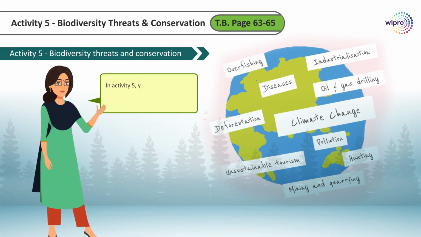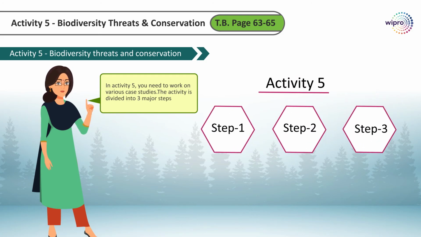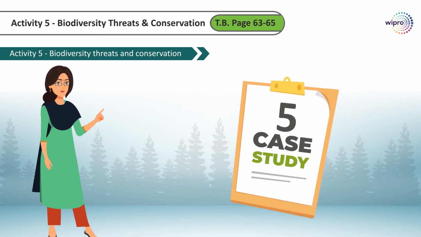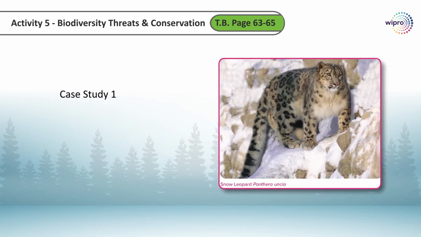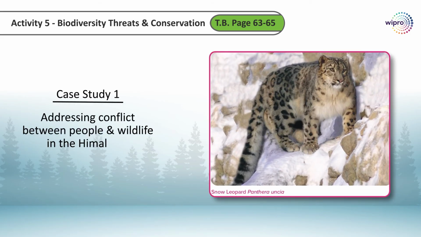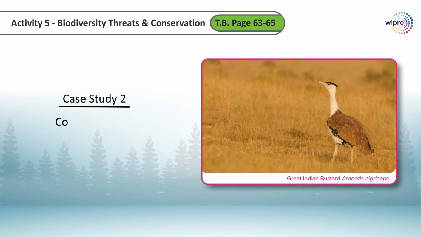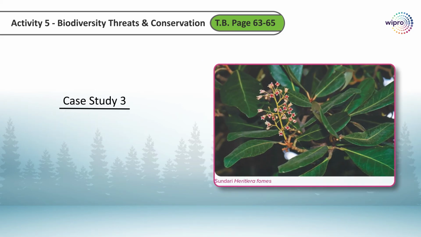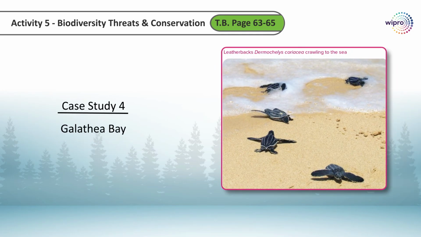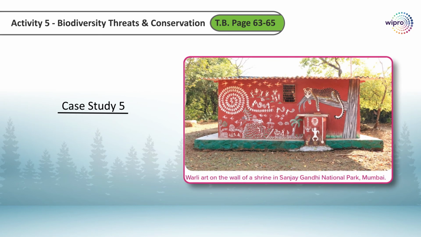In Activity 5, you need to work on various case studies. The activity is divided into 3 major steps. There are 5 case studies from different geographical locations and ecosystems. They are: Case Study 1 is about addressing conflict between people and wildlife in the Himalayas. Case Study 2, Conservation of Great Indian Bustard in Rajasthan. Case Study 3, Restoring the Mangroves in Sundarbans. Case Study 4, Galathea Bay. Case Study 5, Aarey, a unique urban forest, Mumbai.